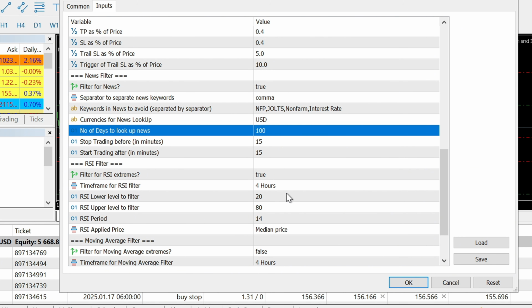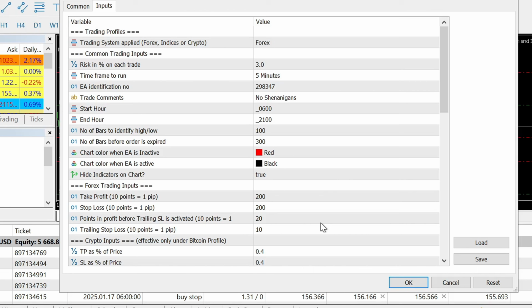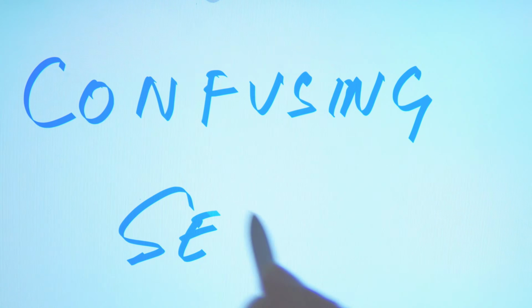I'm currently not using the moving average filter, but depending on how markets turn out to be in the future, I might be using it in the coming months. Now, one big setting that I've changed here from default is the number of bars to identify the highs and lows. And I've moved it to 100 from 5 that I shared in the videos.